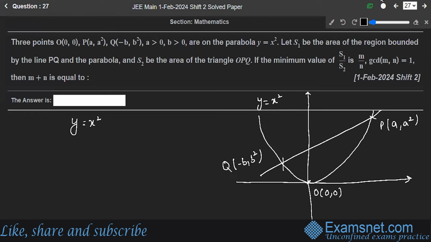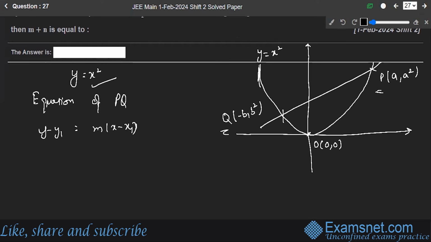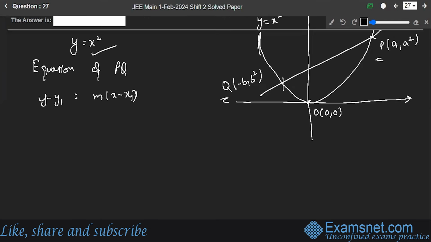Now, this is your required figure. This is your parabola y is equal to x square. And this line PQ intersects the parabola at the points P and Q. Now, let's first of all form the equation of the line PQ, which is given by y minus y1 is equal to m into x minus x1. So here I'm taking any point, let's say P. So y minus a square is equal to the slope, which is given by a square minus b square upon a minus of minus b, which will be a plus b, into x minus a.